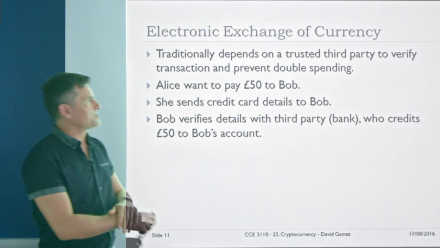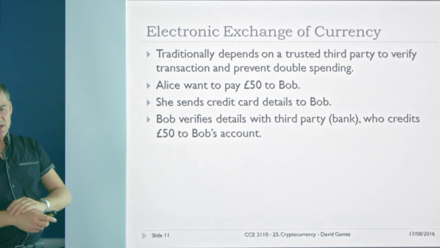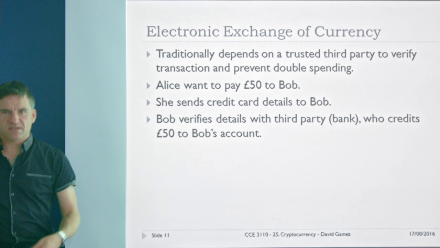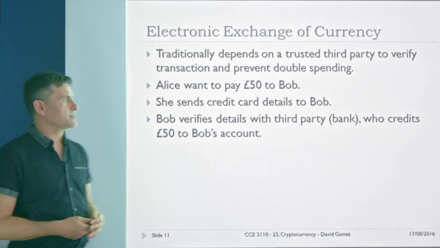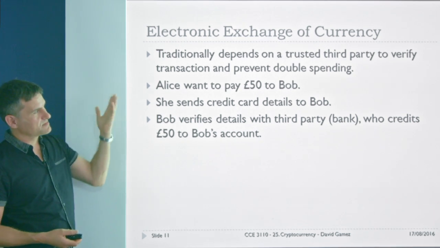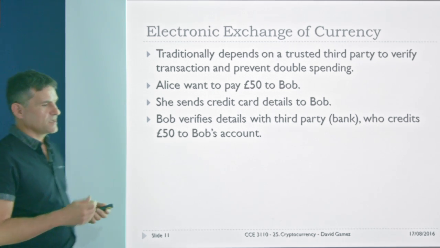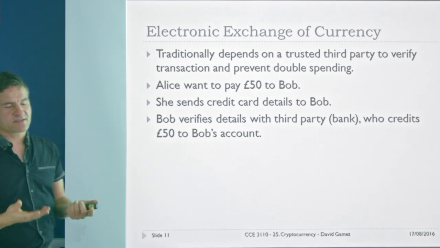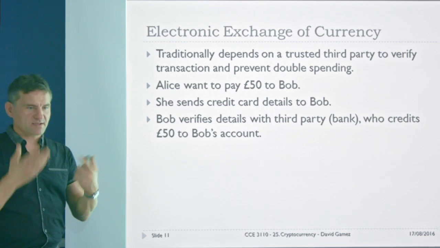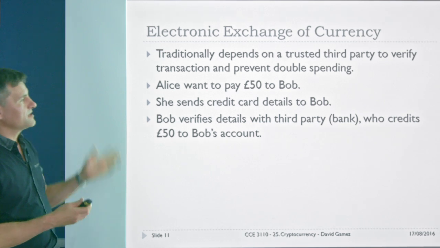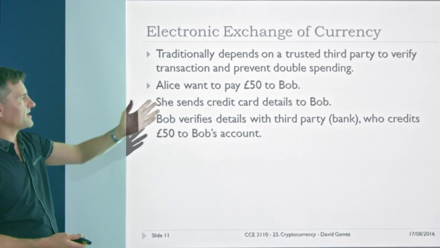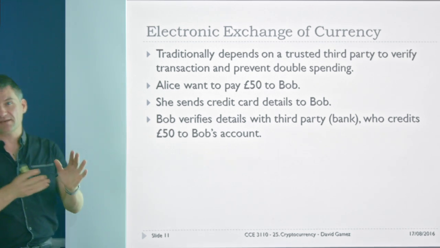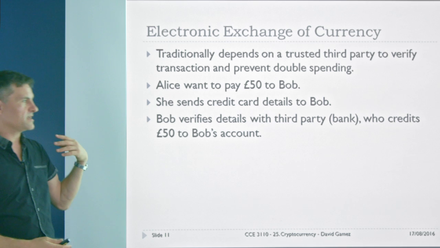And then we get onto the electronic exchange of currency. Back in the day, people swapped bits of gold and bits of sheep for things. But in the modern age, we do a lot of our currency exchange electronically, and this is all done using a trusted third party. So if Alice wants to pay £50 to Bob, she sends her credit card details to Bob. Bob contacts the bank. The bank checks that Alice has the money and shifts that £50 from Alice's account to Bob's account. Then Bob checks that the transaction has taken place by checking his account, and then he can send the goods to Alice.